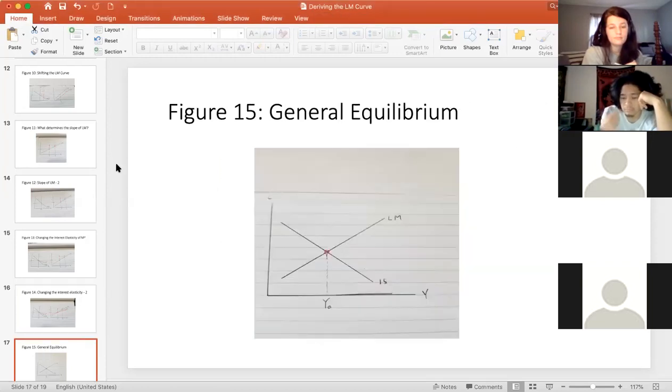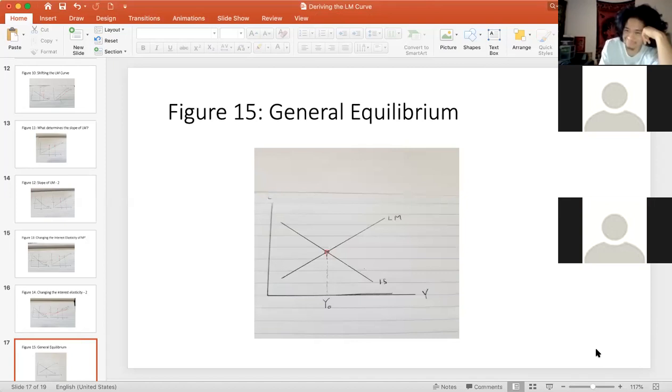All right, IS and LM, also known as general equilibrium. Okay, since it's Friday, I will inject a little humor in here, at least economic humor. If you don't laugh, that's okay.